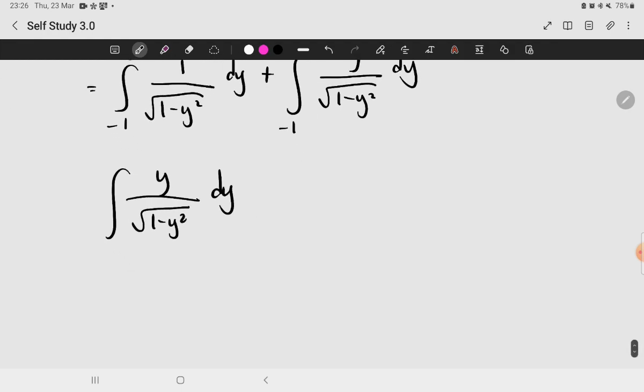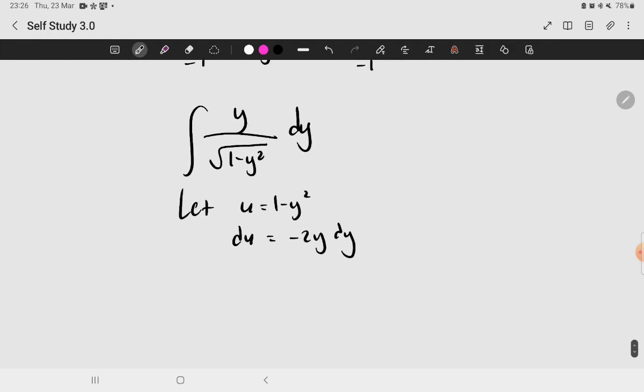And now we substitute the term 1 minus y squared, because when we take the first derivative, we could substitute the numerator. So let me show you what I'm talking about. So u is equal to 1 minus y squared. We take the first derivative with respect to y, du is negative 2y dy. And now we have to find the like terms so that we could perform the substitution. Therefore, it will be negative 1 over 2 du is equal to y dy.